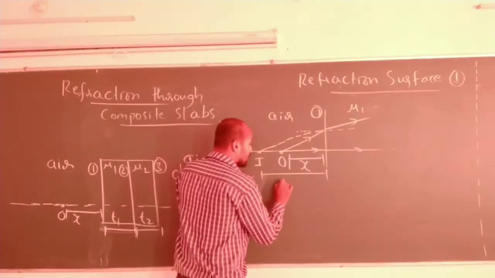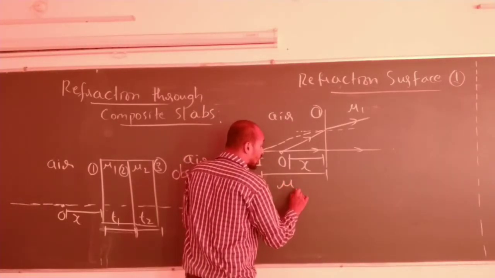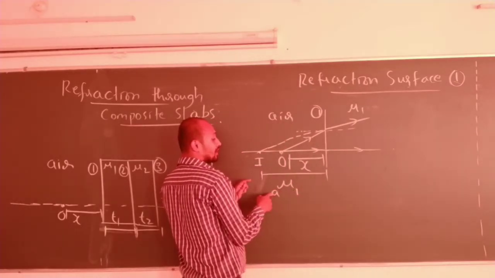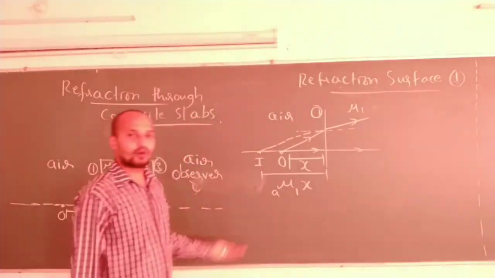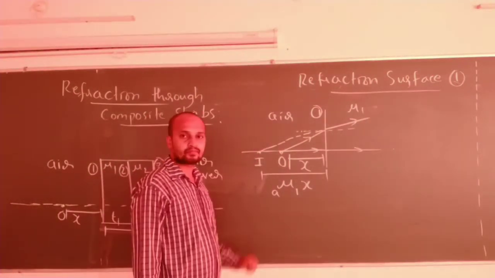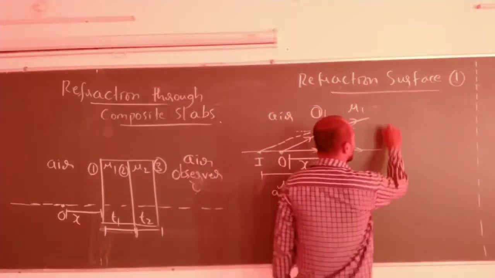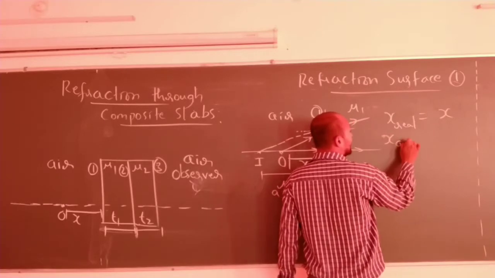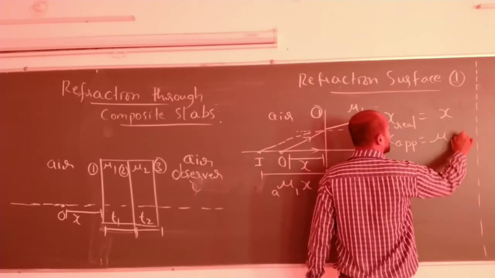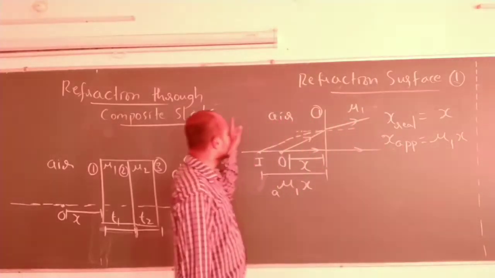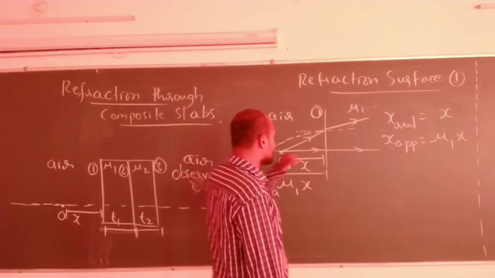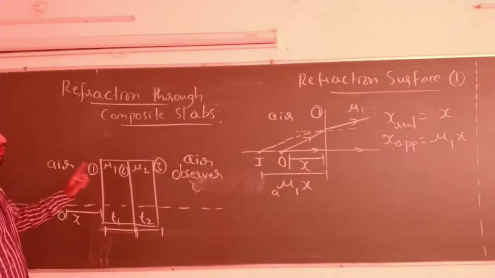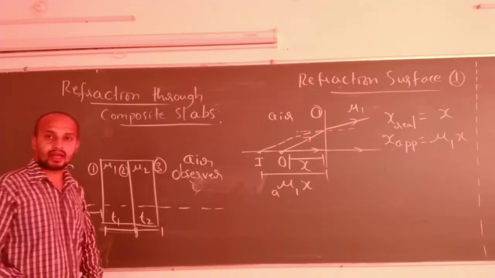From the normal shift, it will be mu1 denser medium with respect to rarer medium A. Refractive index of mu1 with respect to A into x, or mu1 into x generally. Correct no? Mu1 into x. So if I take x real, in this case x apparent will be mu1 into x, with respect to this medium A. Correct now? This is what happens when a ray travels from one medium to another. Got it now?